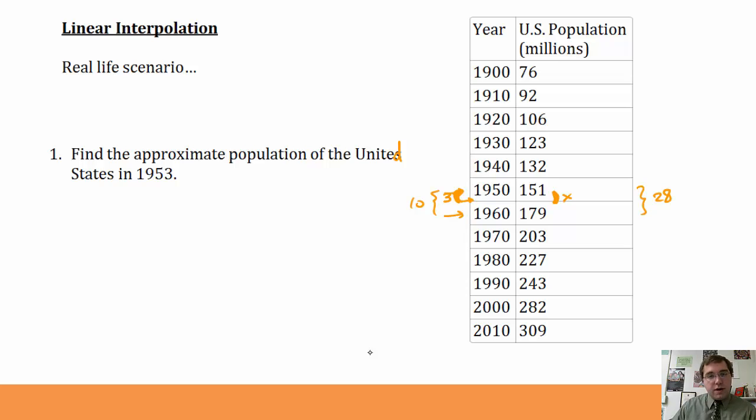Okay, so all I'm going to do then is set up a proportion. I'm going to take 3 over 10 equals X over 28. So the small gap over the big gap equals the small gap over the big gap. Cross multiply. 3 times 28 is 84. So 10x equals 84. X equals 8.4.